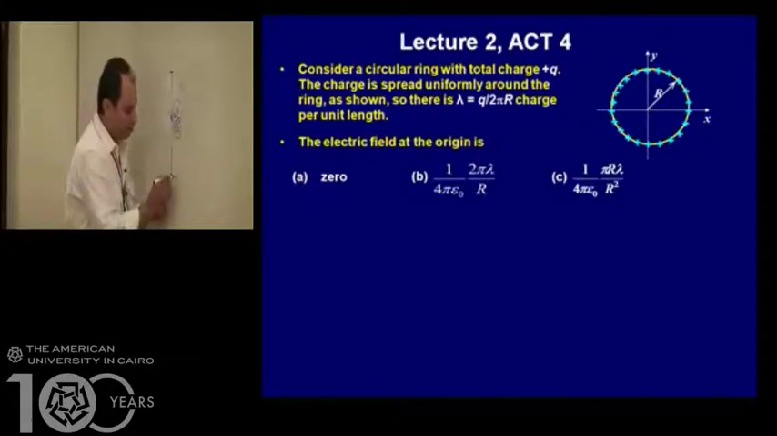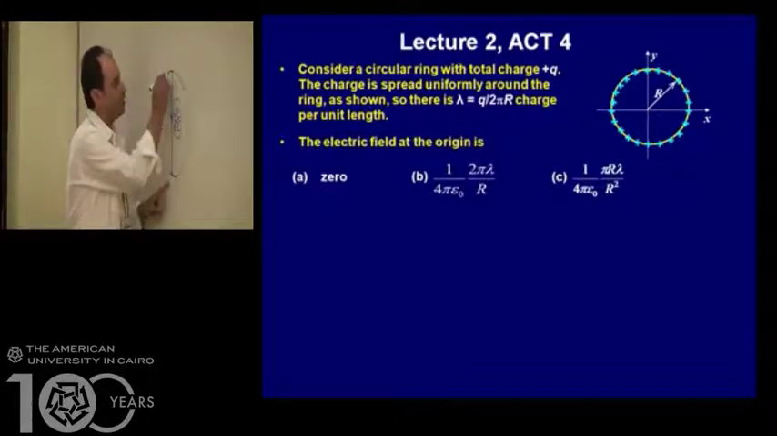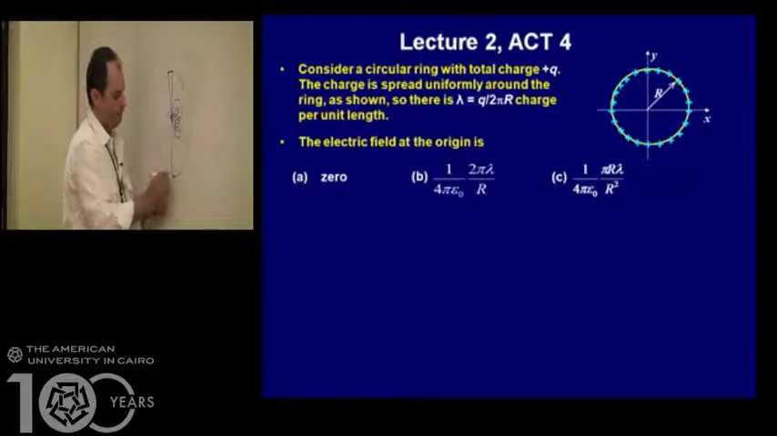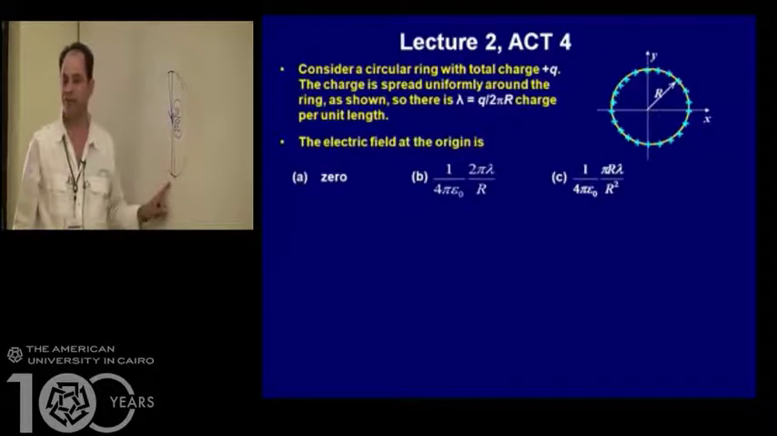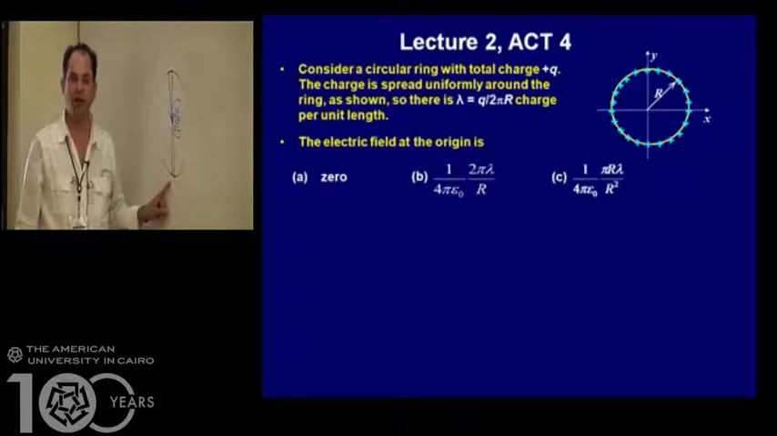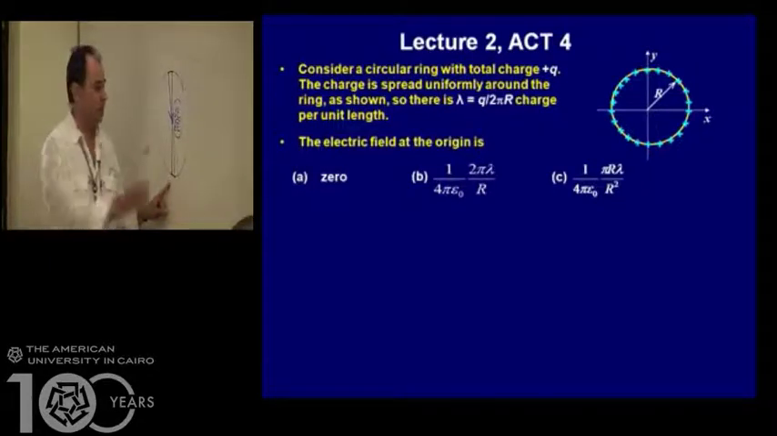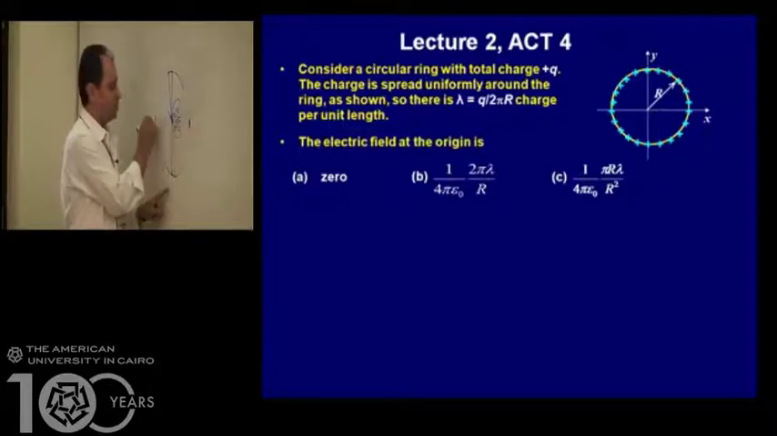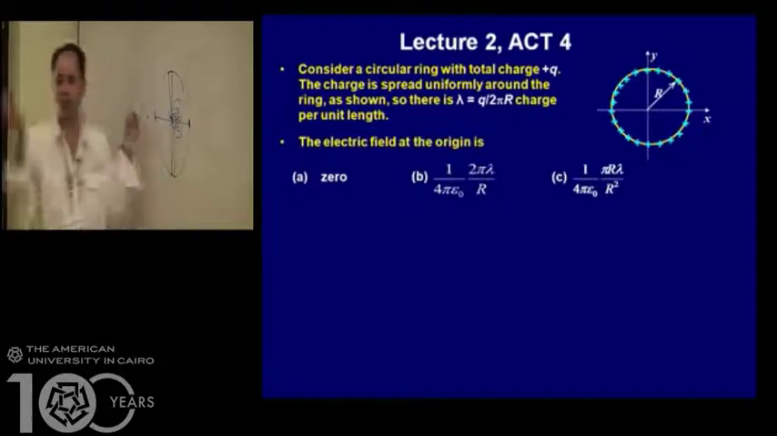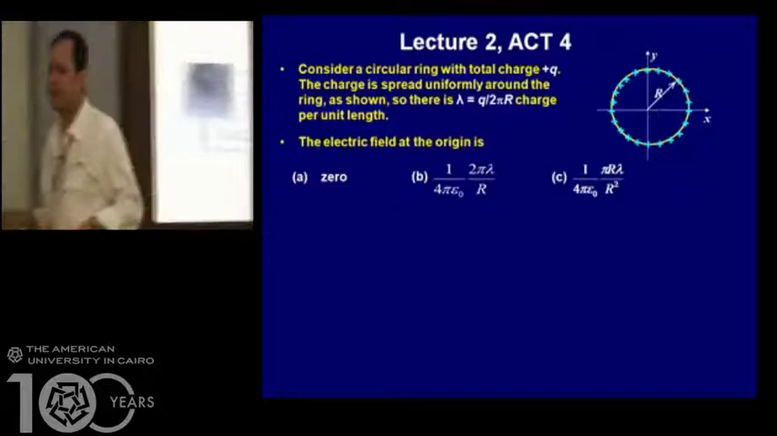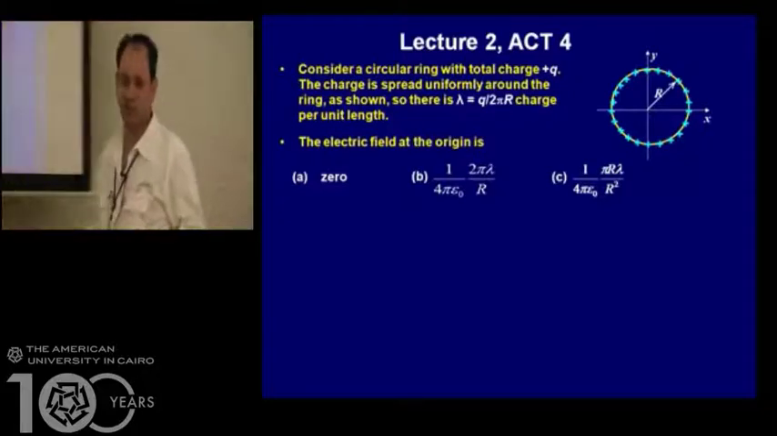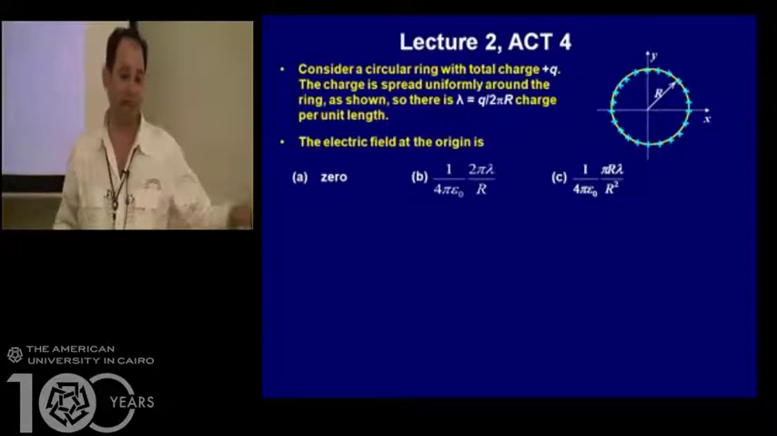Then I'm going to choose a segment here and another one in here. The electric field from those two segments is also 0. And if you keep on doing this, each two opposite segments will give you a net electric field of 0. So that's what Abdullah said.